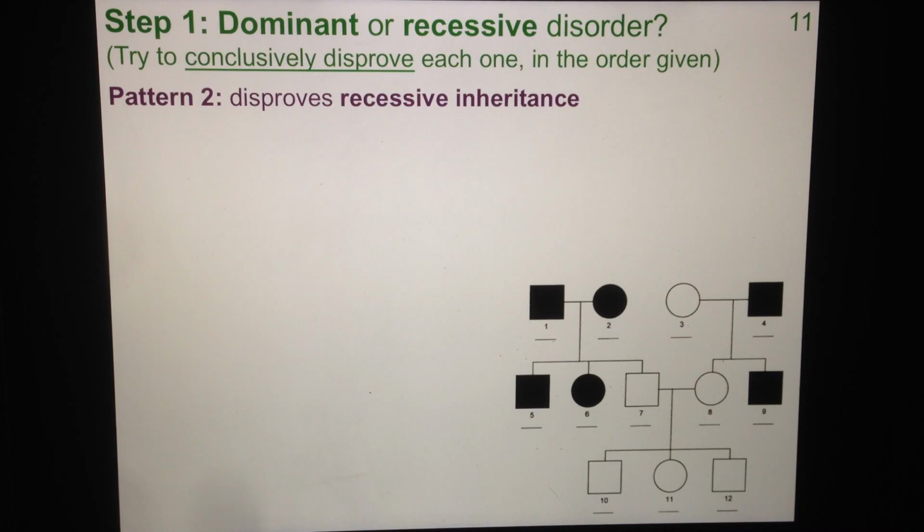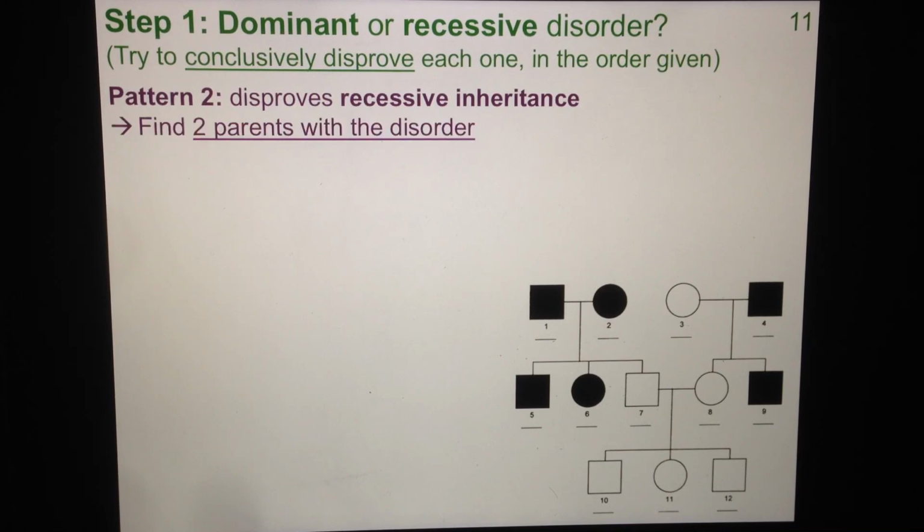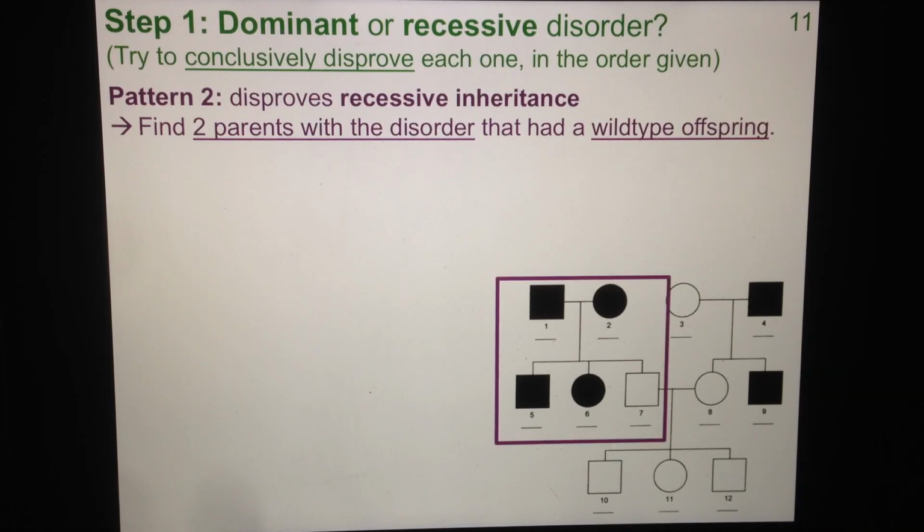All right, so pattern 2 disproves the recessive inheritance, meaning that if you can find pattern 2 anywhere in the tree, then you know it's not a recessive disorder, it must be dominant. All right, so pattern 2 is when you find 2 parents who have the disorder and they have a kid who is normal, who is wild type. Okay. For example, in this family here, okay? So notice 2 disordered parents, 1 normal kid, okay? They're very different from both parents.